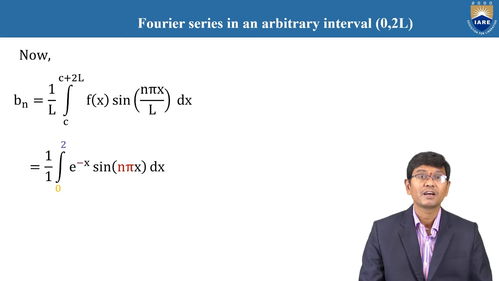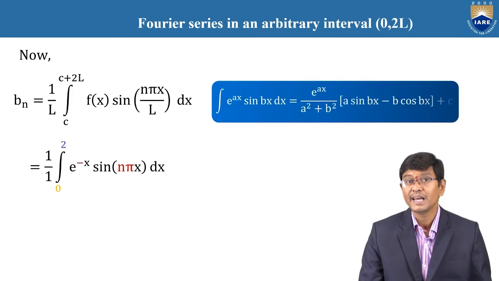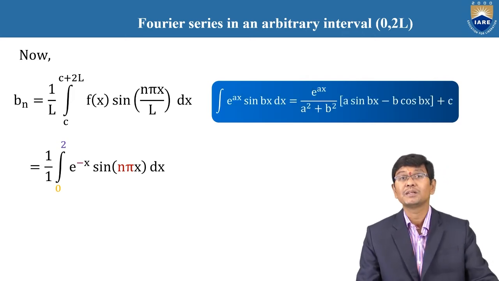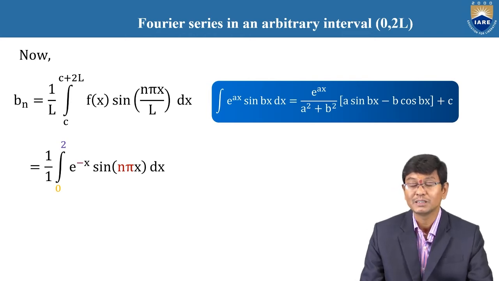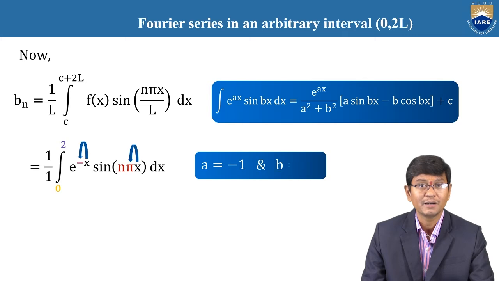Once again we use the integration by parts formula, as we know that the integral of e^(ax) sin bx dx is equal to e^(ax)/(a² + b²) into (a sin bx - b cos bx) + c. In comparison, a is equal to -1 and b is equal to nπ.